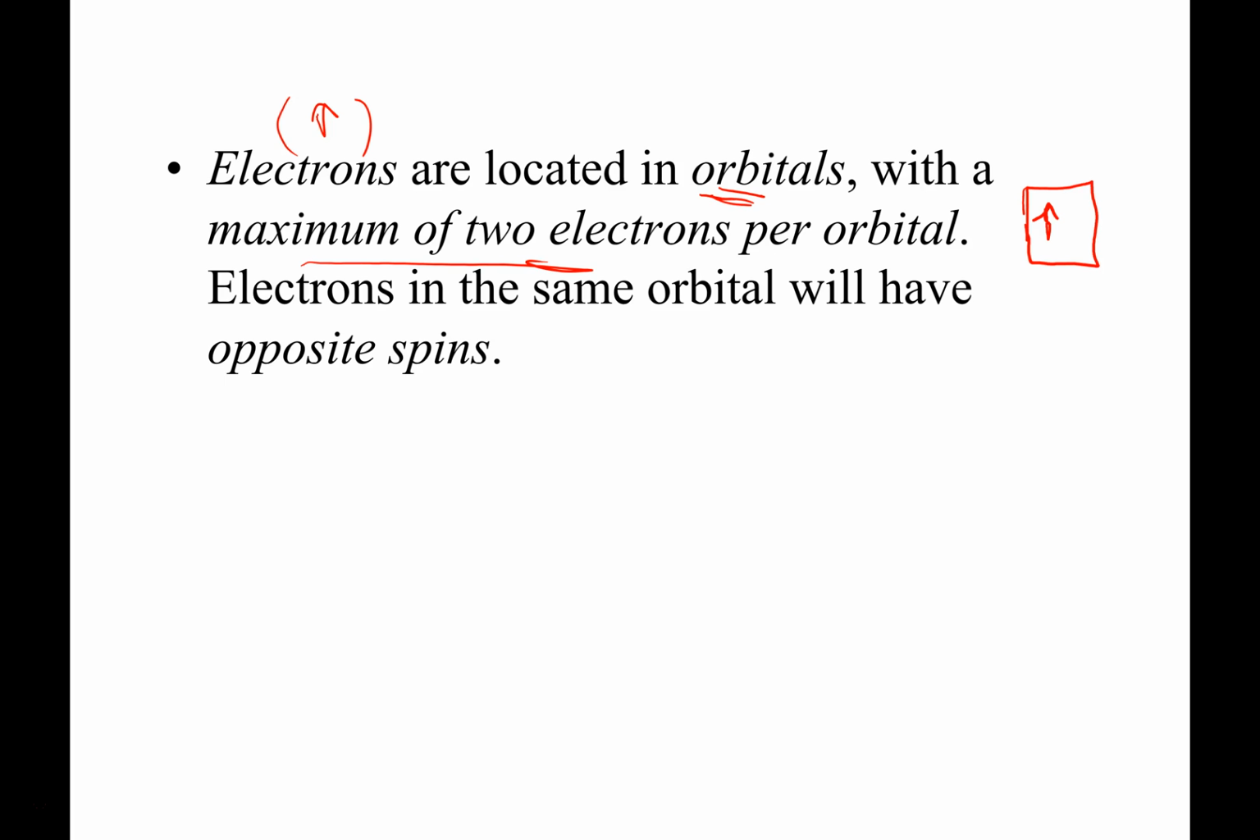The way I show opposite spins is a little cheesy, but I'm going to use an up arrow for one spin and a down arrow for another spin. So that's all to say like this. So there I have one orbital, which is a box. I'm showing 2 electrons in that one orbital. That's it. It maxes out.